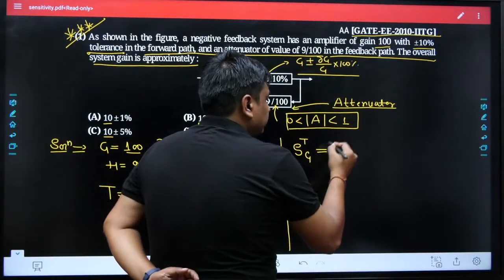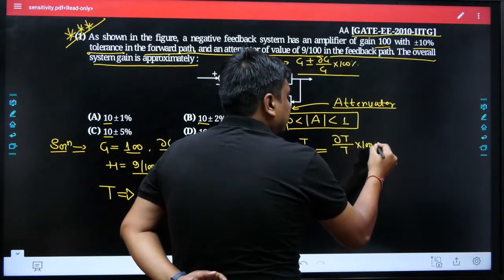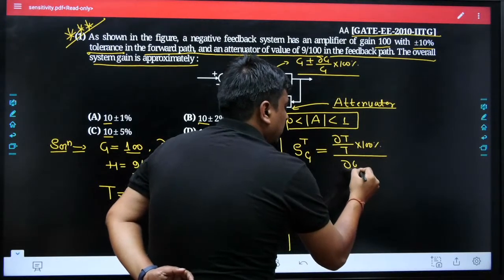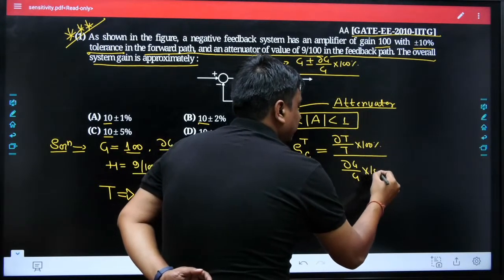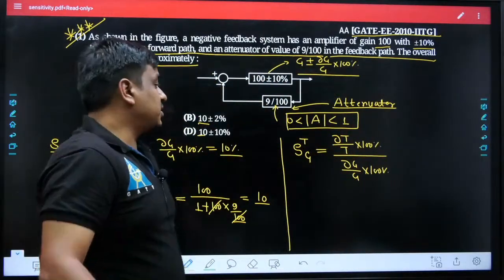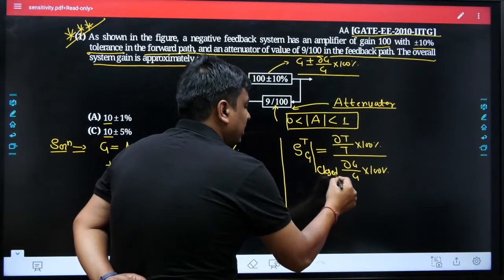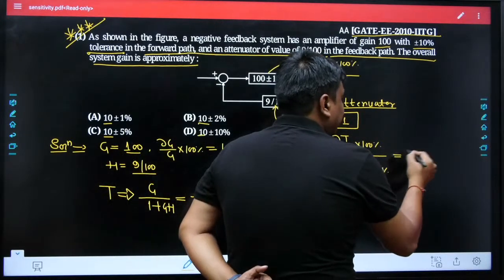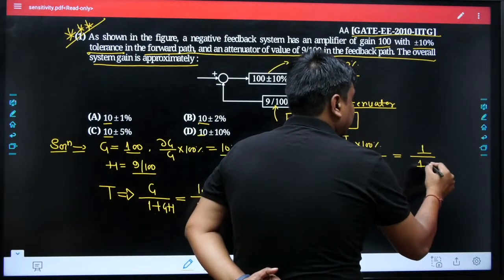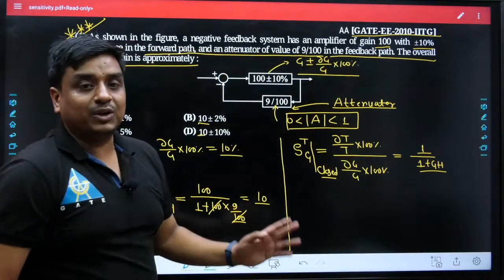So here it becomes dou T divided by T into 100% divided by dou G divided by G into 100%. And you can see very well it is a standard closed loop system. If it is a standard negative feedback closed loop system, what would be the worth of it? We have already calculated that in the last class. Nobody should have any doubt as such.